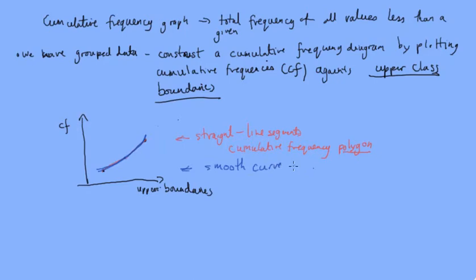But if you do the smooth curve, what you've got here is called a cumulative frequency curve. If you're plotting them on the same axis, which we're going to do in a minute on our example, it's a good idea to have two different colours so that they show up properly, and then label it to make clear one's the polygon and one's the curve.